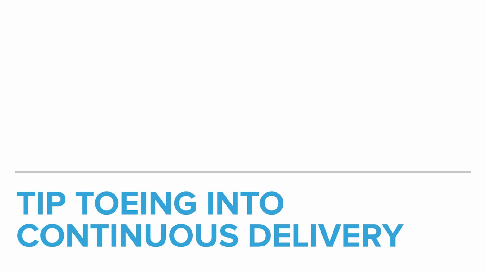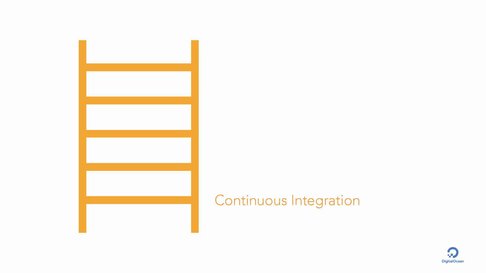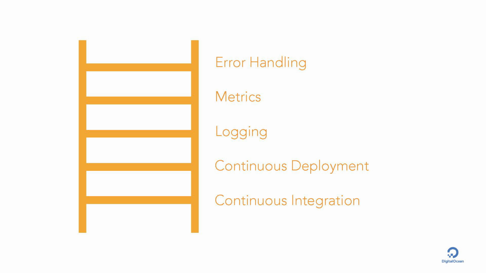So the title of this is Tiptoeing into Continuous Delivery, and the first thing we're going to talk about is a ladder. And why do you have a ladder in a data talk? Well, because you need to climb this ladder to get to success. The first part of this ladder is continuous integration, and then we'll talk about continuous deployment, and then logging, and then metrics, and then error handling. So let's start with continuous deployment.